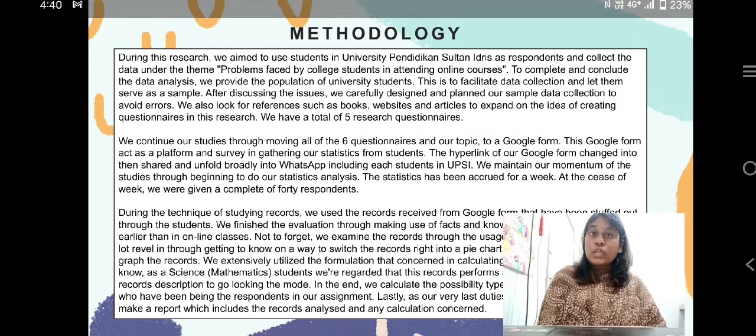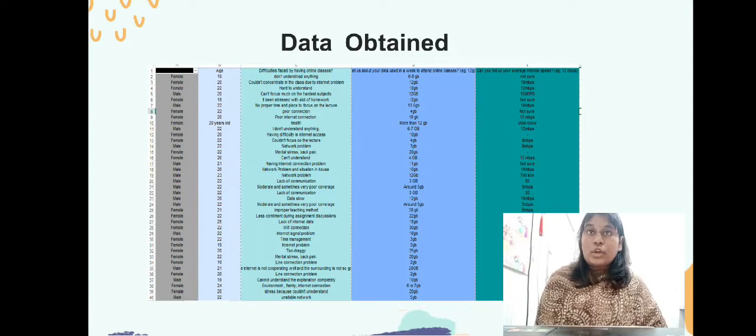Hence, we used data description to look for the mode. In the end, we calculated the probability of the types of university students who were the respondents in our assignment. Lastly, as our final task to finish the research, we made a report which includes the data analyzed and all calculations. This is the data we obtained from the respondents.